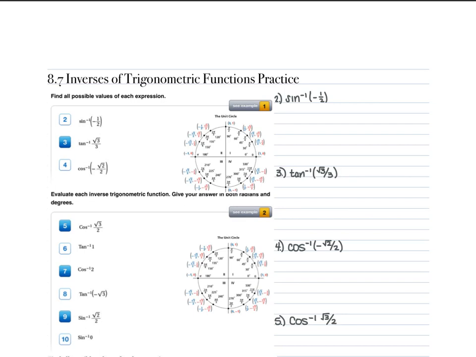8.7 Inverses of Trigonometric Functions Practice Solutions. For our first section, we are finding all possible values for each expression.